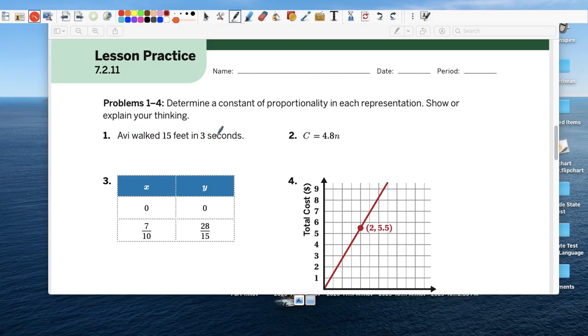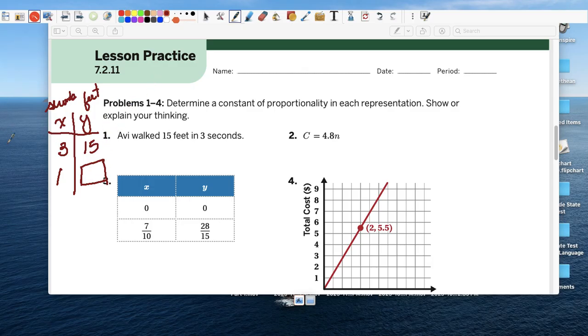Avi walked 15 feet in 3 seconds. If we create a table, I think it's easier to see. Here is x and y. Here are the seconds, here are the feet. So this is what they're giving us: 3 seconds, walks 15 feet. So I want the unit rate. What about if I walk 1 second? What is my unit rate, and therefore what is my constant of proportionality?